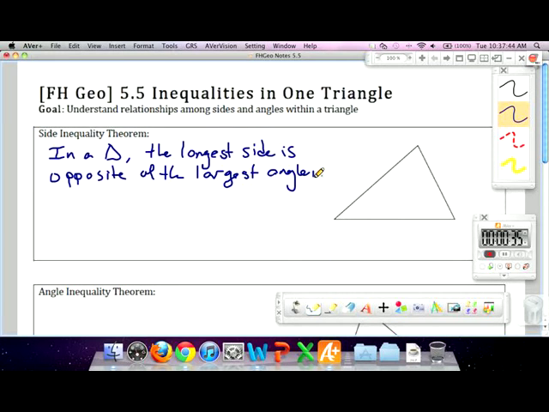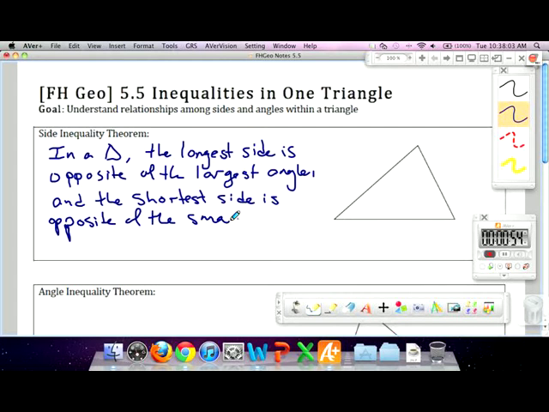and the shortest side is opposite of the smallest angle. And while you finish copying that, draw yourself a triangle here.